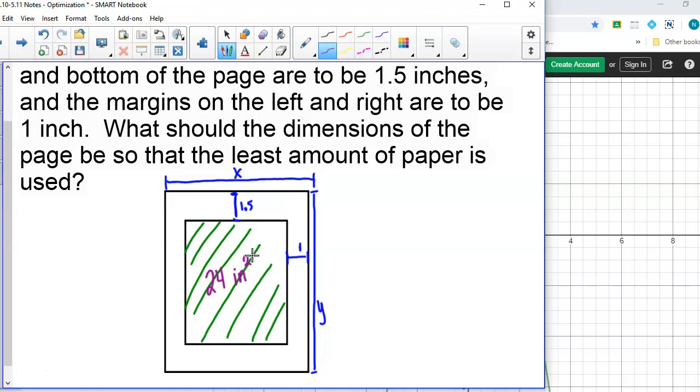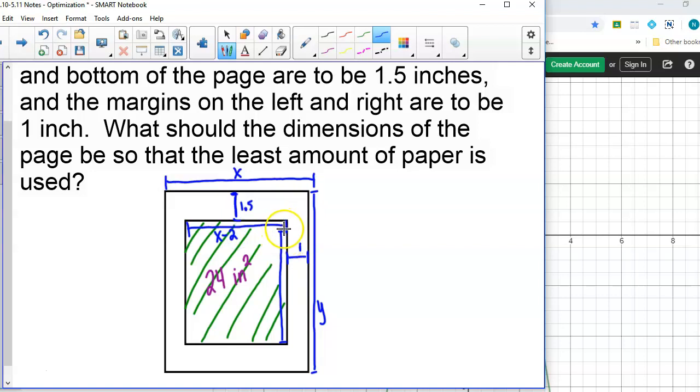So I know about the dimensions of this area. I know that this length times this length has to give me 24. So using x and y, x is this whole side right here. What would the length of this horizontal side right here be? It's going to be x minus 2. Why 2 instead of just 1, Lily? 1 inch on each side, right?